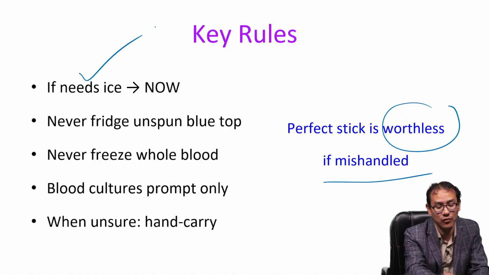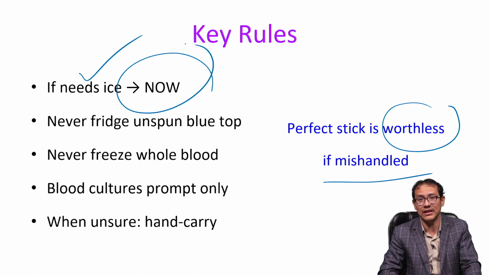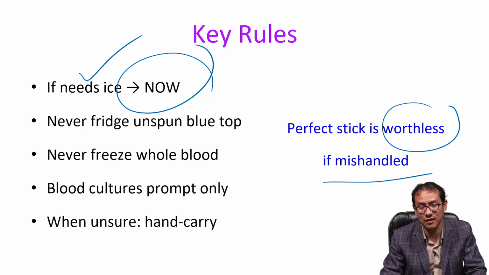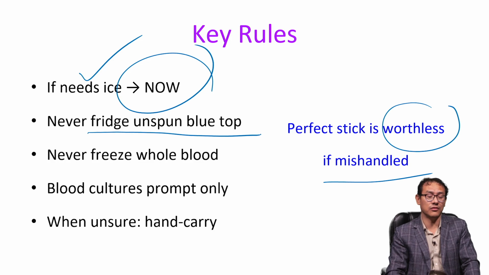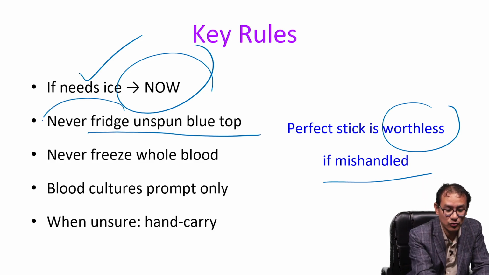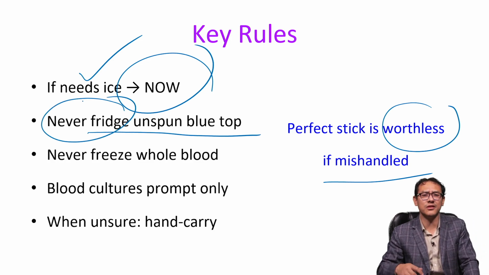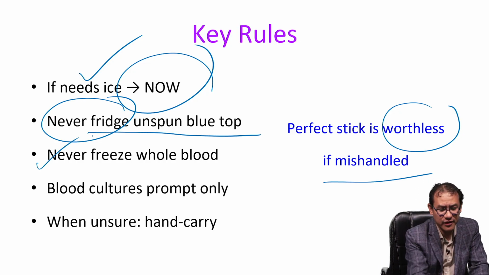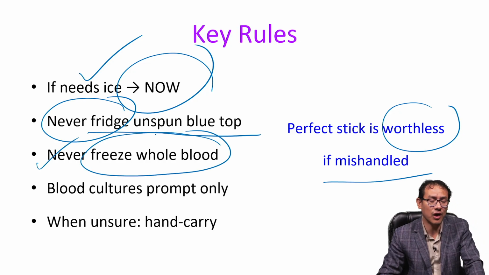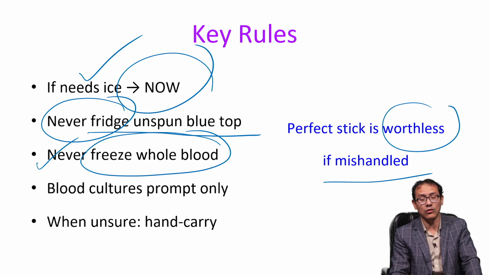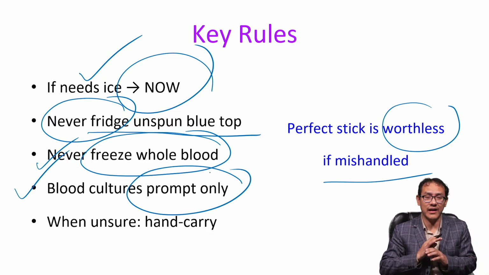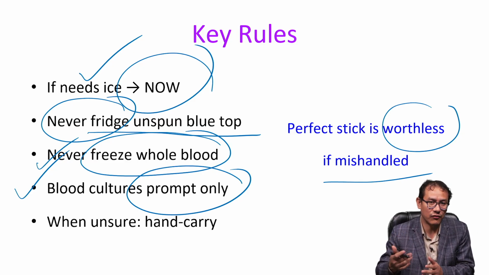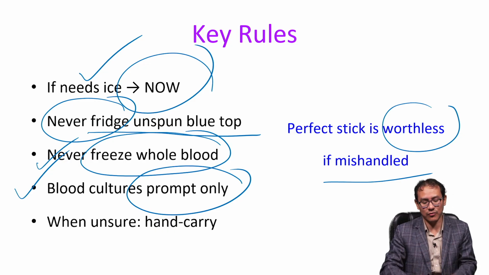If you need ice, then it has to be provided right now. You cannot delay it, especially in the case of ammonia and other tests. Never freeze unspun blue top tubes, meaning uncentrifuged ones. Never freeze whole blood. Blood culture has to be sent promptly, and you have to avoid any chance of contamination.